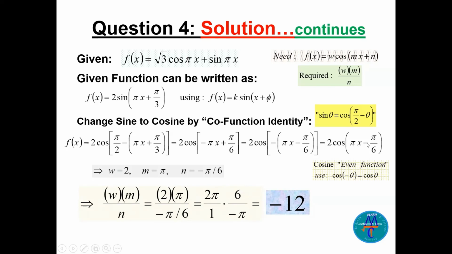Now I have to compare with the function that we need. So w is 2, m is the coefficient of the x, which is pi, and n is everything after the plus. Here you see plus n, so you should put plus here. The minus will be inside the bracket. So n is equal to minus pi over 6. Put everything in the expression, you get minus 12.